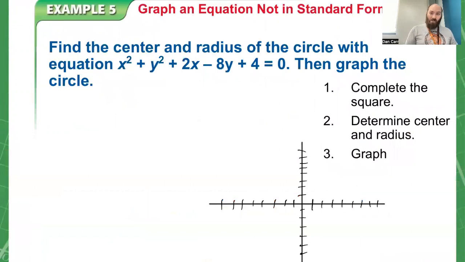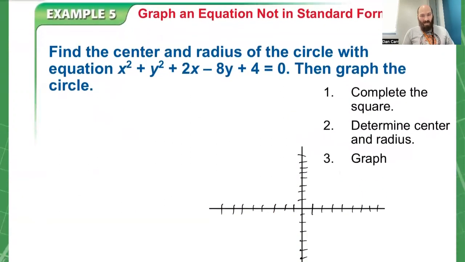Here, we've got an extra challenge. Graph an equation that's not in standard form. So you notice the way this is set up: x squared plus y squared plus 2x minus 8y does not look like any other problems we've done. So we are actually going to use a nice old skill, completing the square. This is what's going to help us determine the center and the radius. So it's going to have a lot going on.